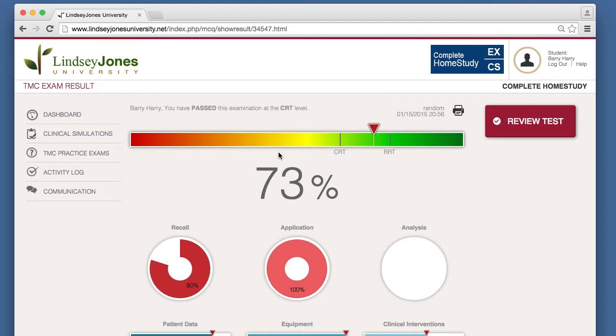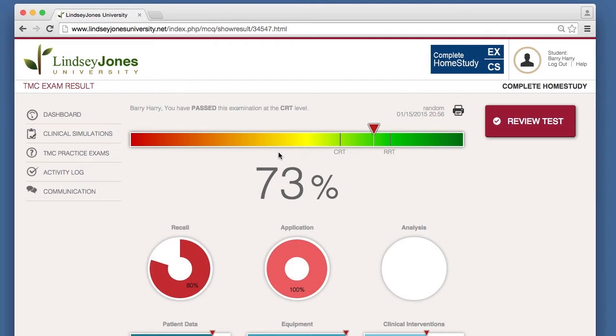I want to show you how to review a therapist multiple choice examination result after you've completed a multiple choice examination. And this is on LindseyJones University. LindseyJones University is an online tool that can be accessible through your college if they have an account, or it's available to those who have purchased the home study package from LindseyJones to prepare for the TMC and clinical simulation exam offered by the NBRC.